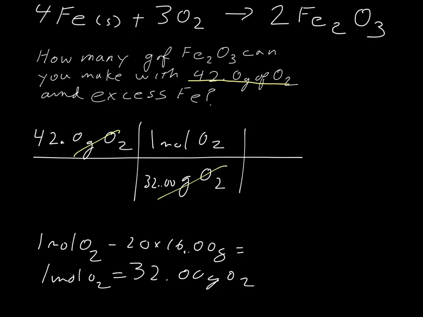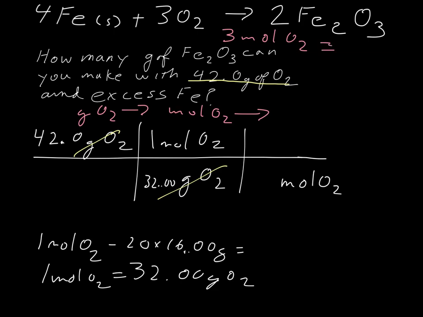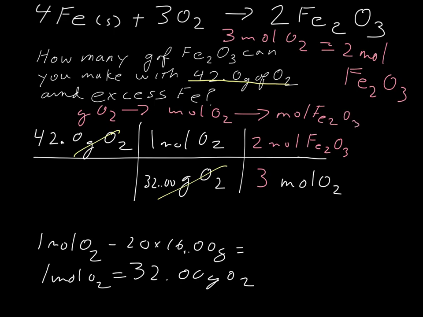So I've placed grams where they cancel out. I now have moles. I don't want moles of oxygen, however. So in my next step, I'm going to place my moles of oxygen where they'll cancel out. Do I know a relationship between moles of oxygen and grams of iron 3 oxide? Well, I don't, but I know a relationship between moles of oxygen and moles of iron 3 oxide. I know that 3 moles of oxygen equals 2 moles of iron 3 oxide. So now I've gone to moles of iron 3 oxide.